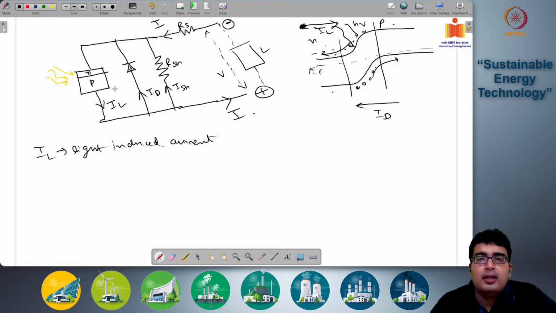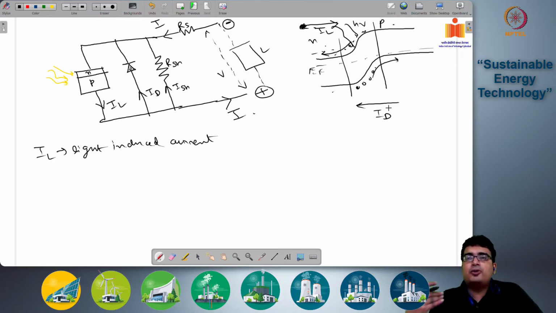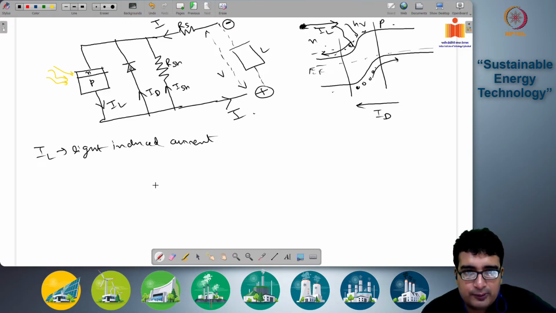Okay. In general, when a PN junction diode is unlighted, an external voltage is applied, and this dark diode current is produced after a certain point when sufficient voltage is applied. Okay. So this dark current will also be generated because of the presence of this voltage.